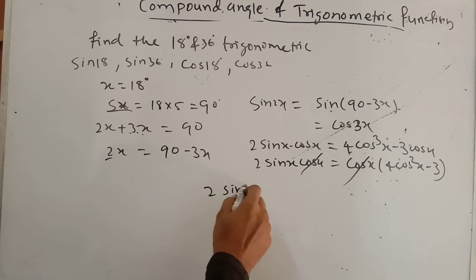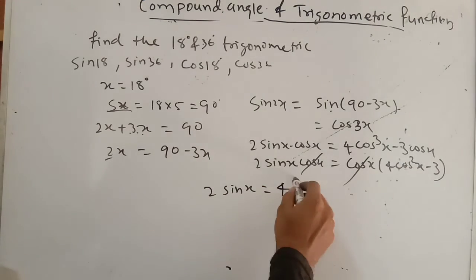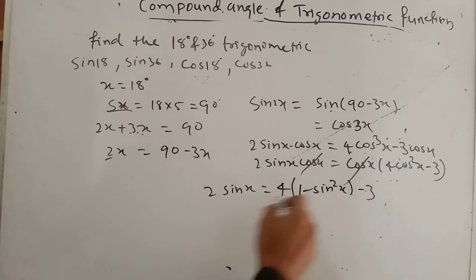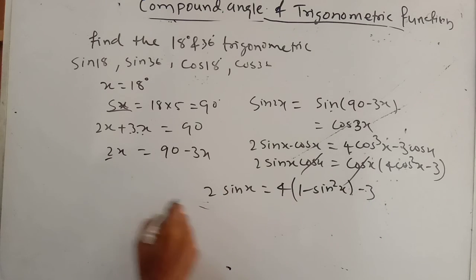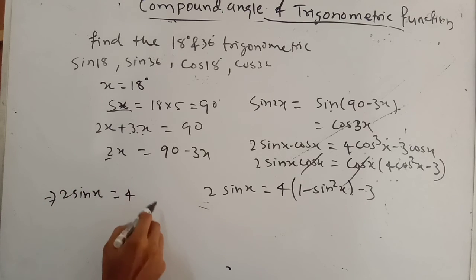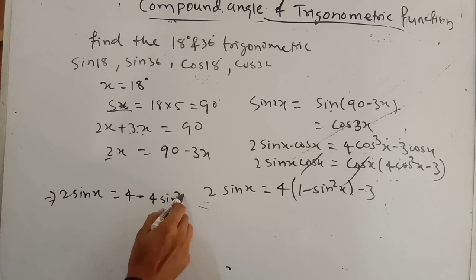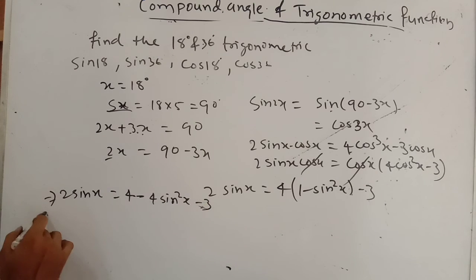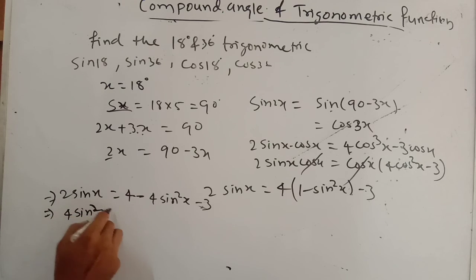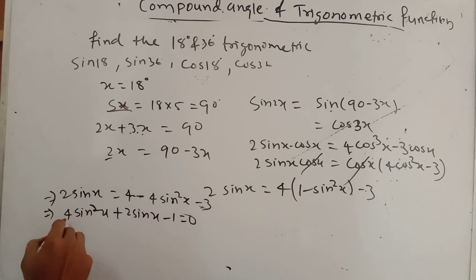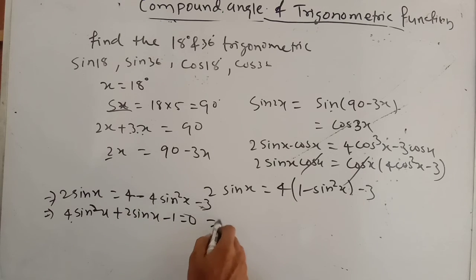So after then here 2 sin x equal to 4 cos square x minus 3. So we convert cos square x in sin: 1 minus sin square x minus 3. So after then it will become 2 sin x equal to 4 minus 4 sin square x minus 3. So 4 minus 3 equal to 1. So now all terms we consider on the left side. So it will be 4 sin square x plus 2 sin x minus 1 equal to 0. So use the quadratic formula. You can find here sin x.